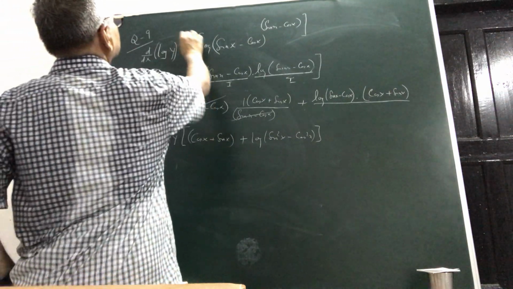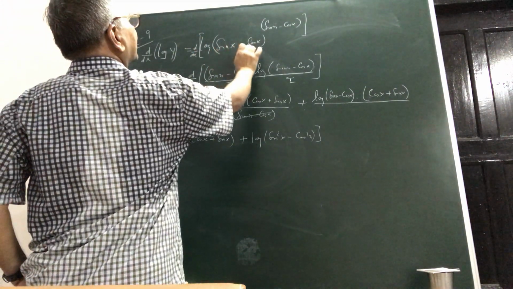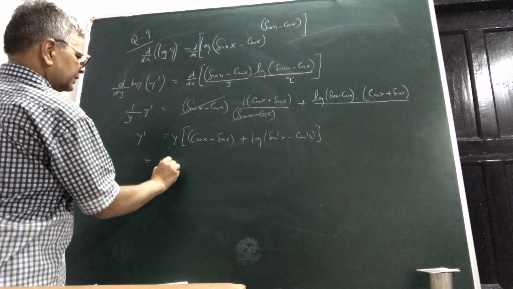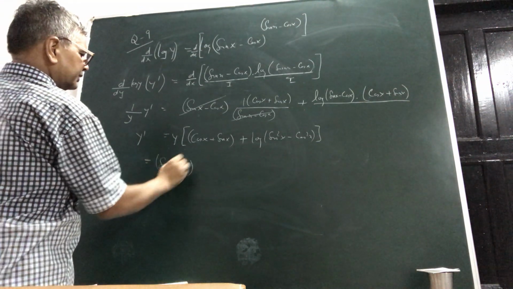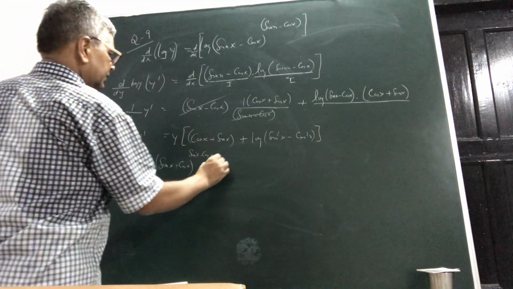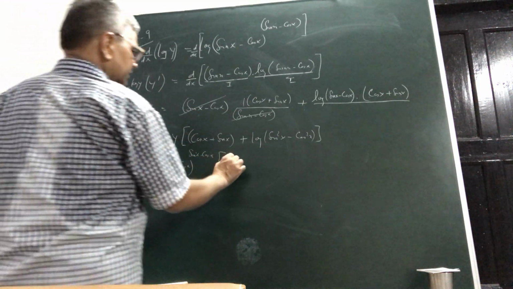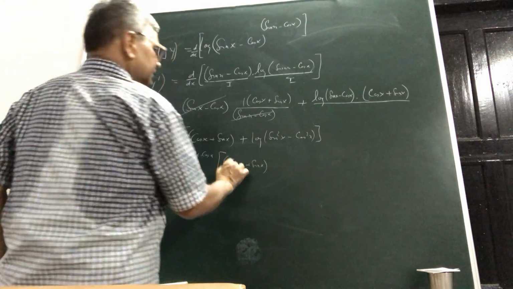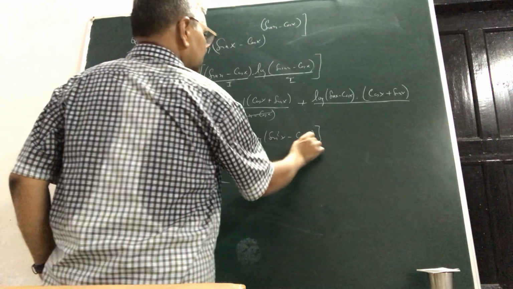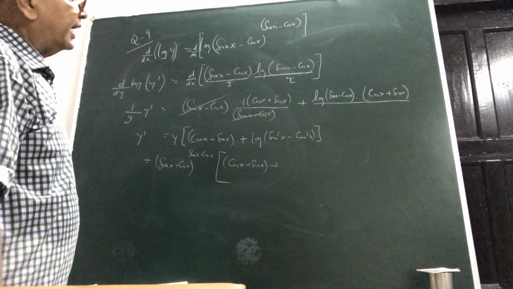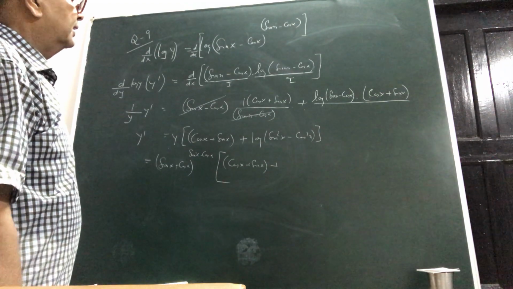Y is this, sin x minus cos x upon this thing. At the place of y you will put this thing, sin x minus cos x upon sin x minus cos x, and into this thing, cos x plus sin x, and this thing is what? Log this thing. So now what is it? Log of sin square x minus cos square x.